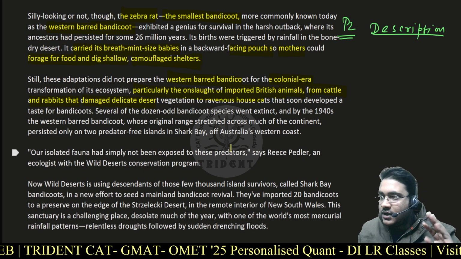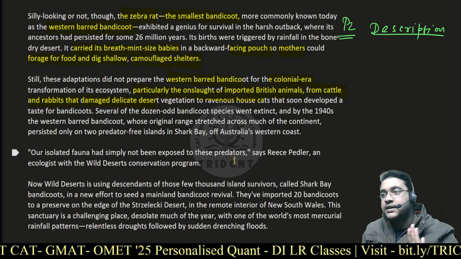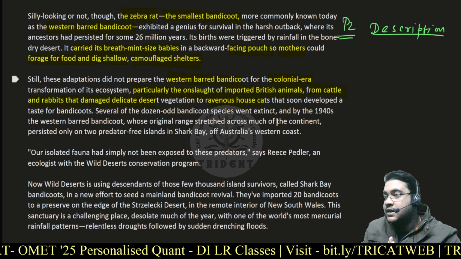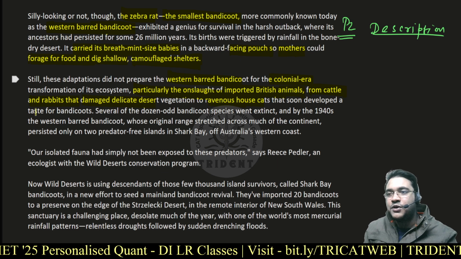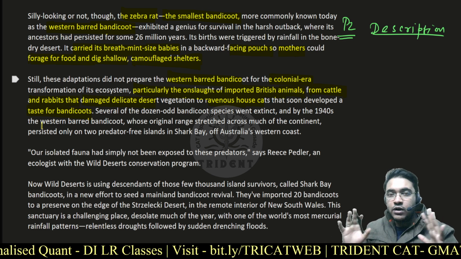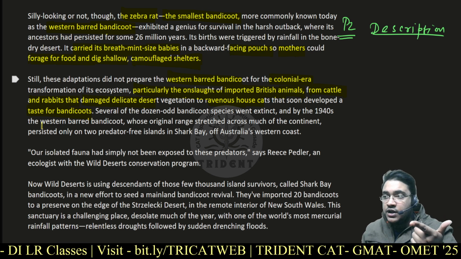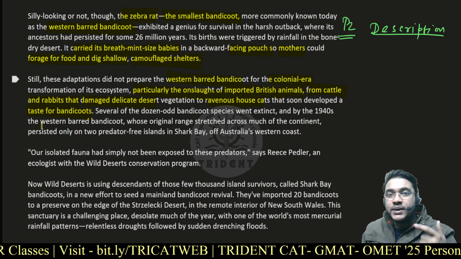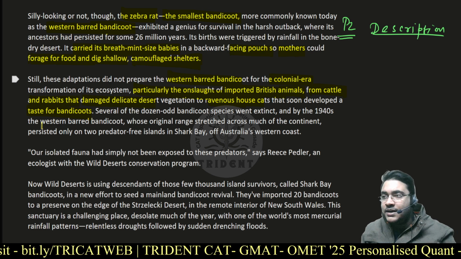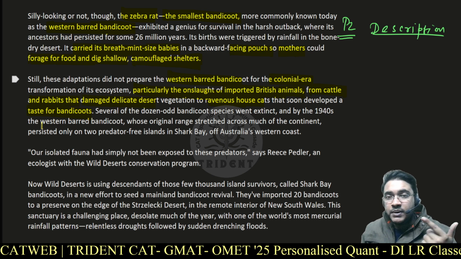Okay, I'll have to pause. From cattle and rabbits that damage delicate desert vegetation to ravenous house cats that soon developed a taste for bandicoots. Now, basically, if you have understood, these creatures were not present. The rabbit and the feral or ravenous house cat were not present as a part of their natural ecosystem. They were brought in by the Britishers. So these western barred bandicoots were not prepared for these things.